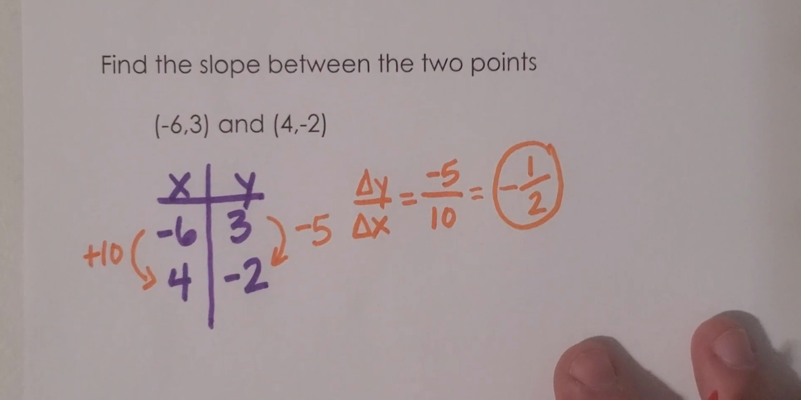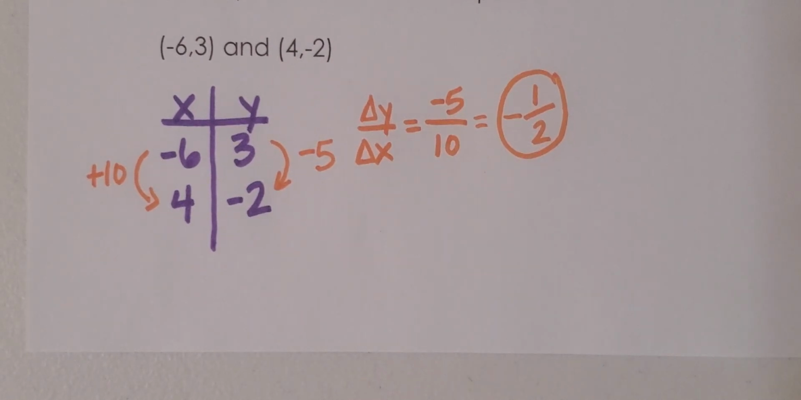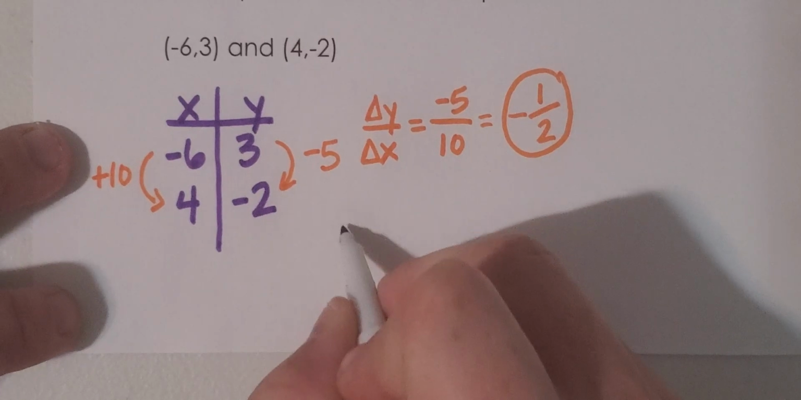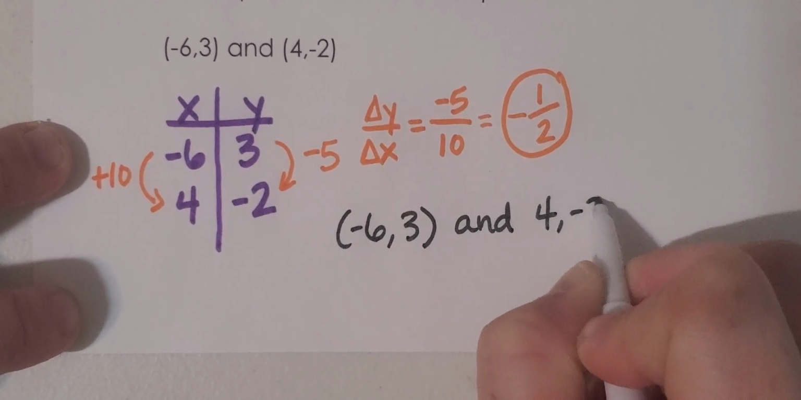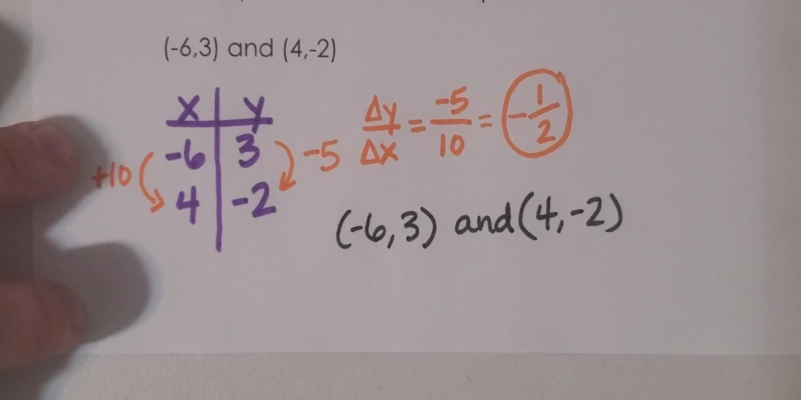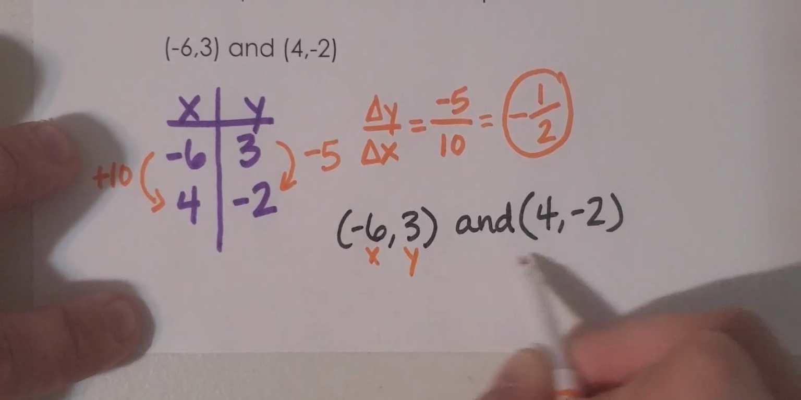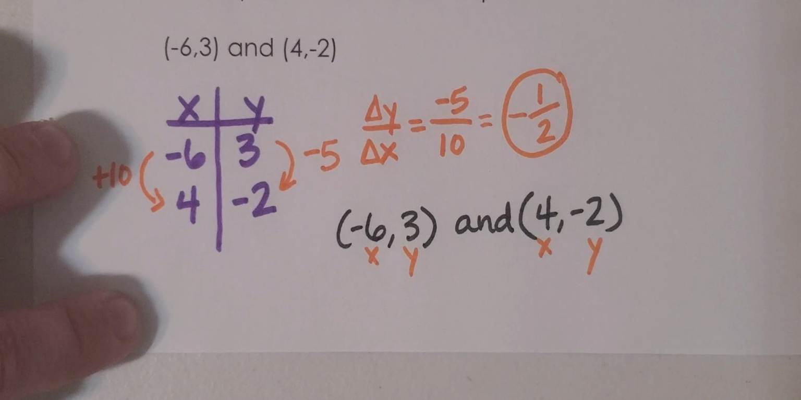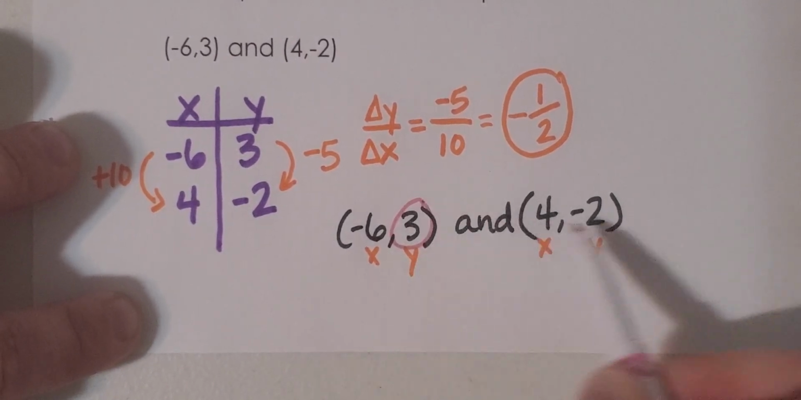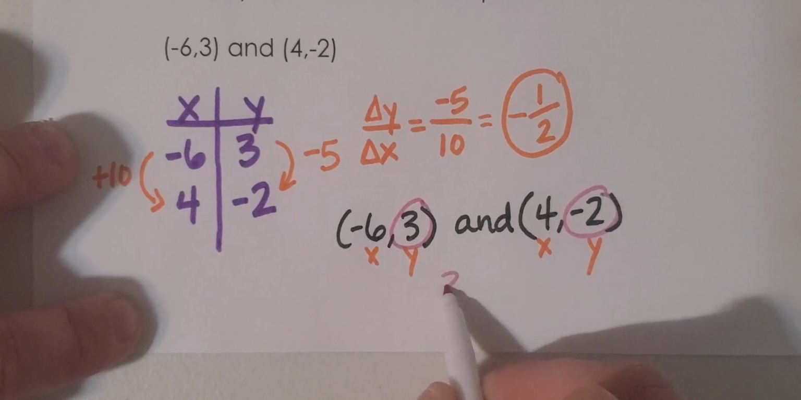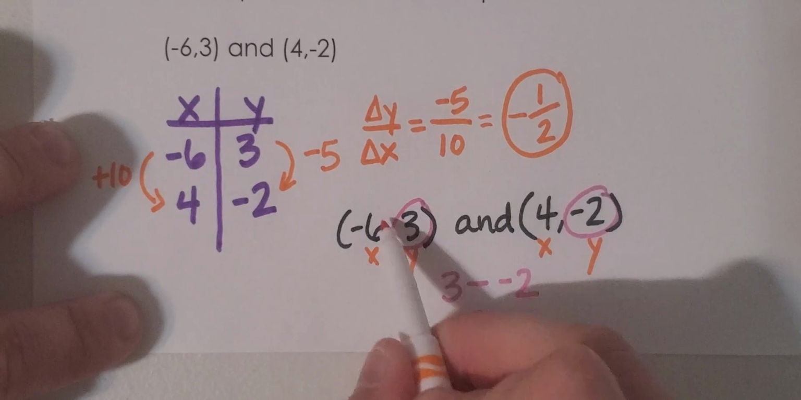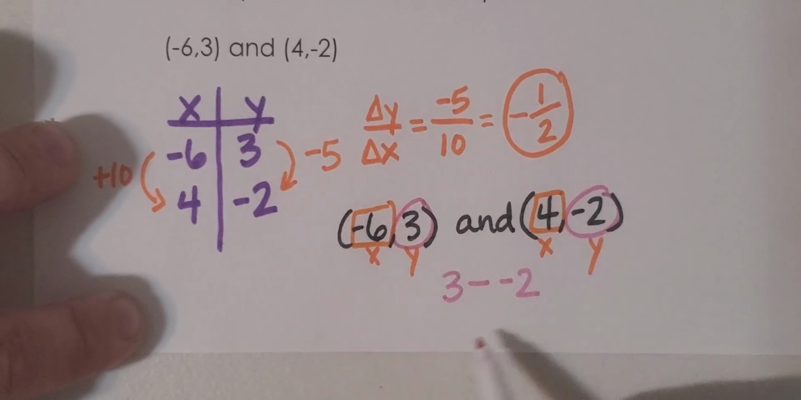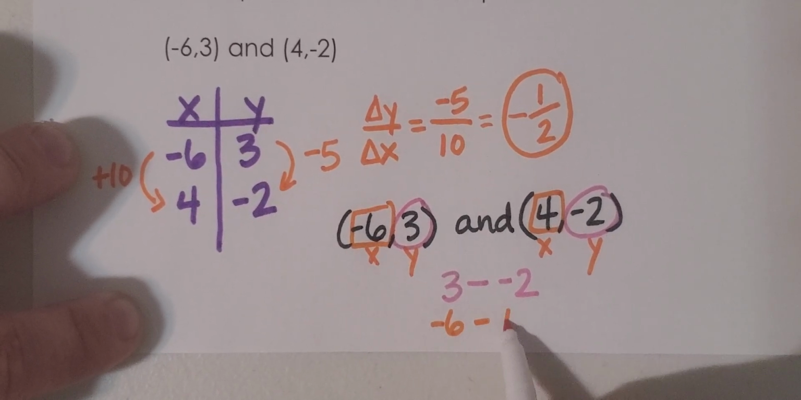My second option of solving this was to take my actual 2 points. So I would take my negative 6, 3, and 4, negative 2. And I can view them as my XY numbers. I can take my Y numbers and subtract them. So I would take 3 minus a negative 2. And then I can also take my X values and subtract them. Negative 6 minus 4.